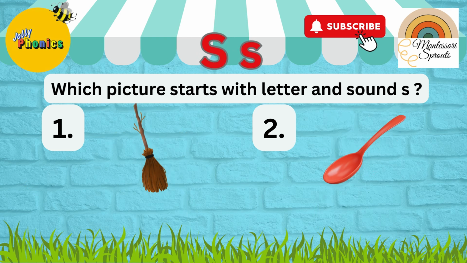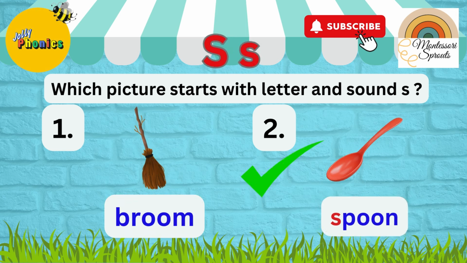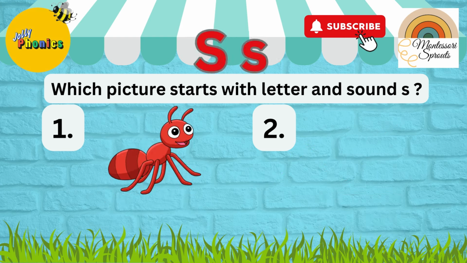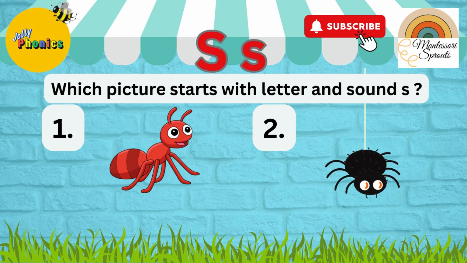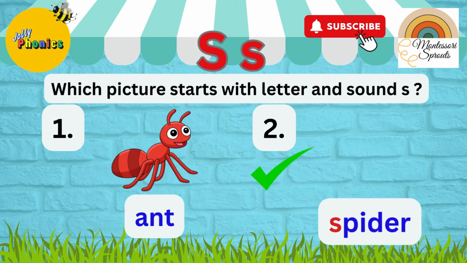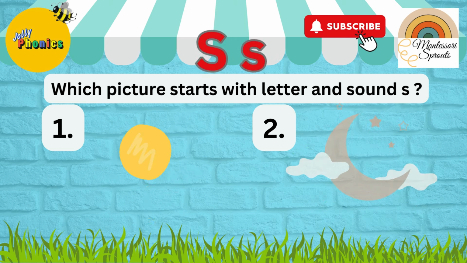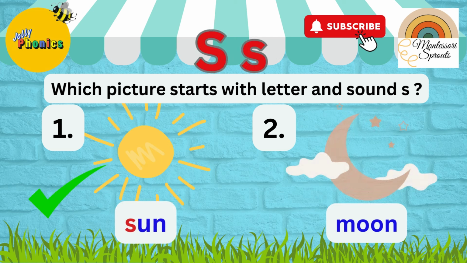Which picture starts with letter and sound s? Fantastic! It's number two, spoon. Which picture starts with letter and sound s? Good job! It's number two, spider. Which picture starts with letter and sound s? Excellent! It's number one, sun.